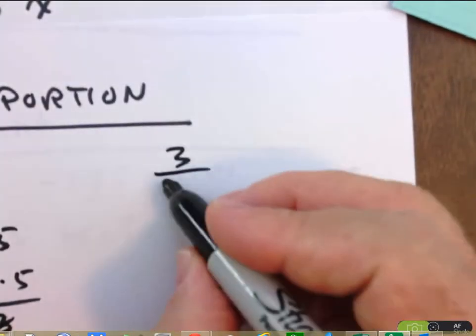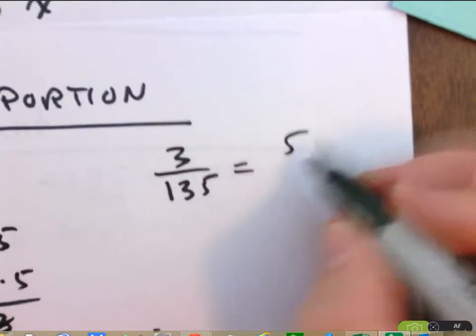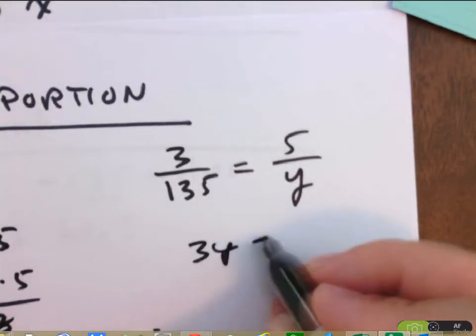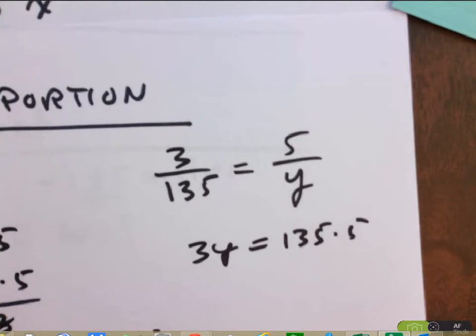3 hours is to 135 miles, as 5 hours is to y miles. And when we do cross products, we get exactly the same problem. So we get exactly the same answer, 225. So that's about all there is to direct proportions.